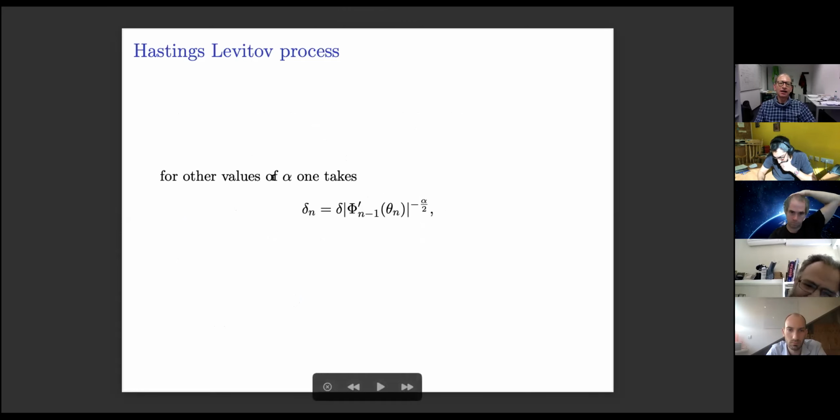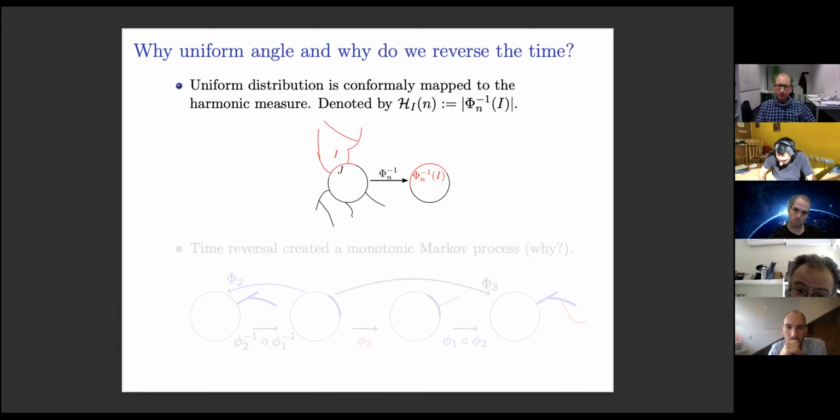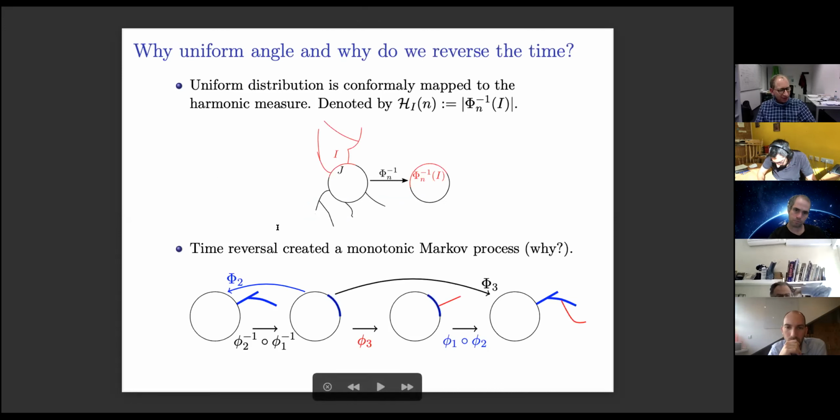Okay, so here is what happens for other values of alpha. For other values of alpha, we take delta n to be delta times something that depends on everything that happened until now, and the alpha is here in the power, and I will explain where exactly this comes from, but not now. Okay, so what does this Hastings-Levitov process do? Essentially, let me switch back to my other board, and then I'll go back to this beautiful picture.